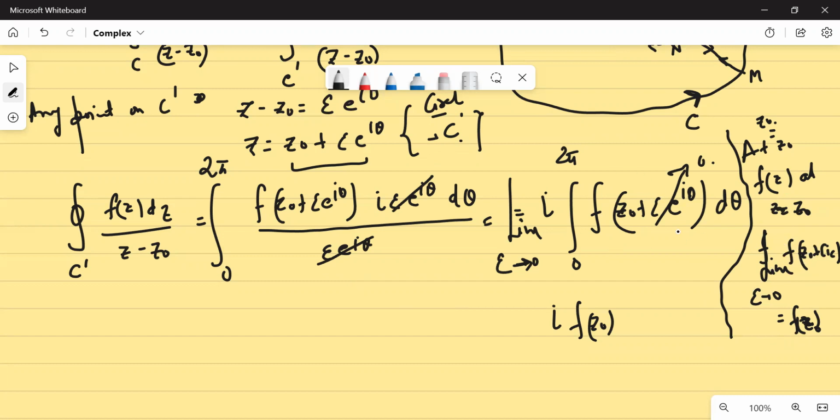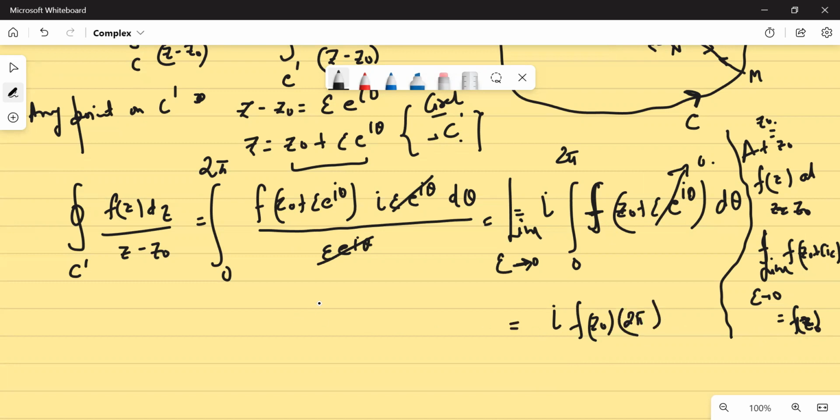So basically what you're doing, you're finding a limit, and you know that your f is analytic. I'm not saying f is not analytic. I'm saying this is not analytic: f(z) upon z minus z naught. But f is analytic, that implies f is continuous. That implies if I take the limit, the limiting value would be equal to the value of the function at that point. So I would write this will be iota f(z naught) into 2 pi also.